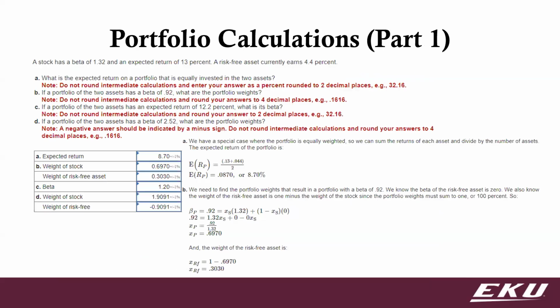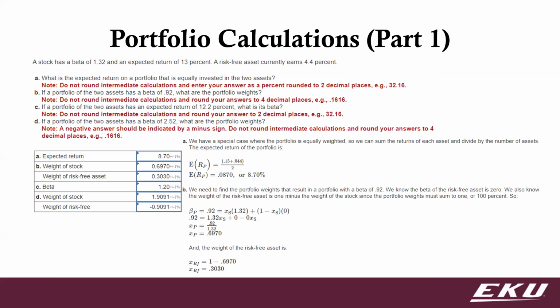Okay, so we're gonna jump back into portfolios here. So this one, we have a stock that has a beta and expected return. They tell us what the risk-free asset is, and then they say, let's build some different portfolios. So question A says, what if we equally invested in the risk-free and then our stock, what would our expected return be?